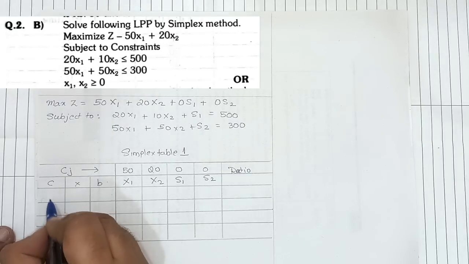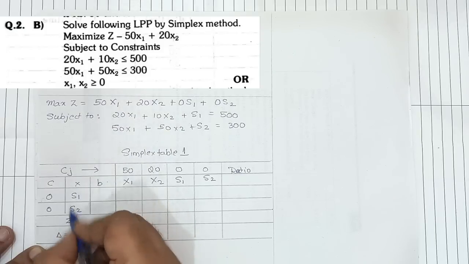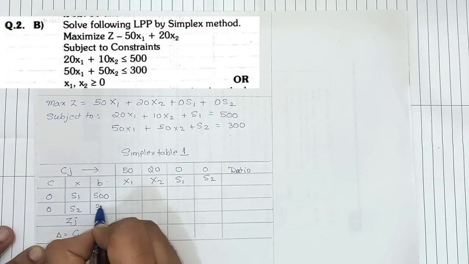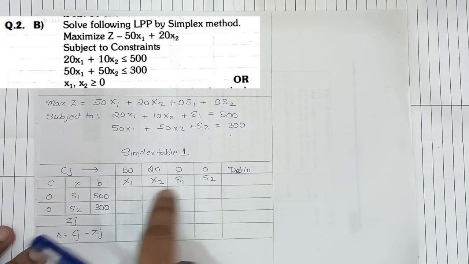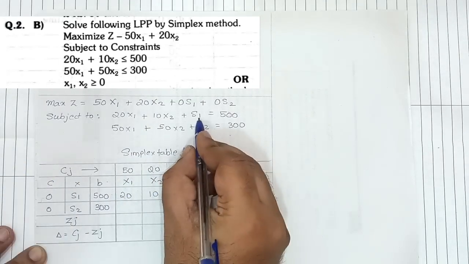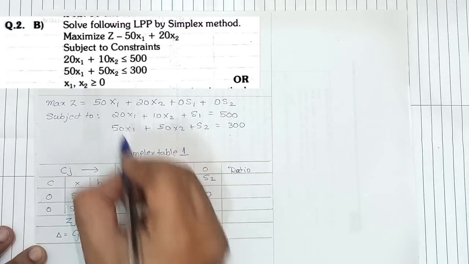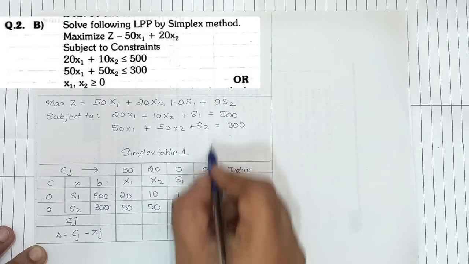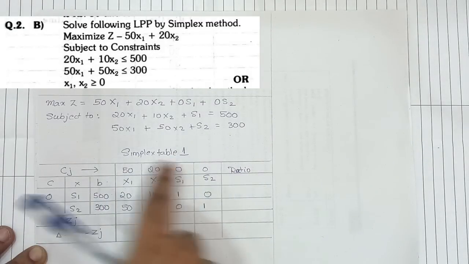Starting, the C values will be 0. In X we always write the slack value names S1, S2. B is the right-hand side of both those equations, so we have 500 and 300. Okay, this is how it looks. Now we'll fill up the details which are given in our equations. For x1 the values are 20 and 10. In the first row there is an S1, so I write that as 1. S2 is not available here, 0. Same for the second row: 50, again 50. S1 is not available, 0. S2 is there, so 1. So with this we were able to fill this table.